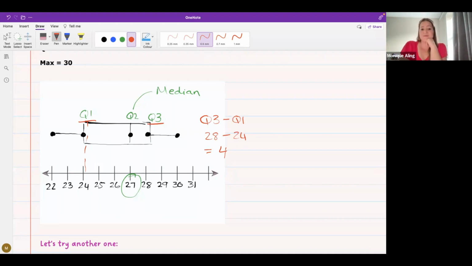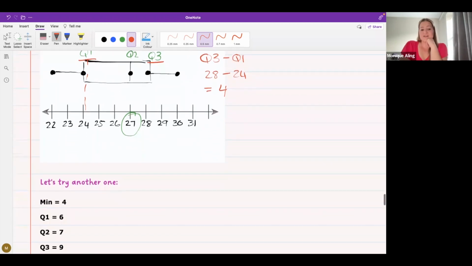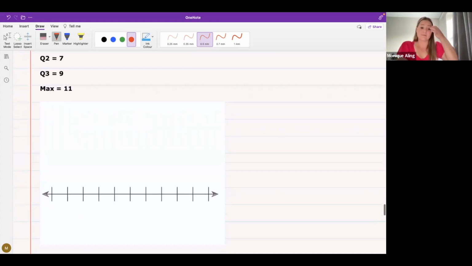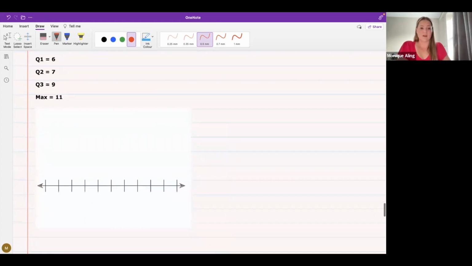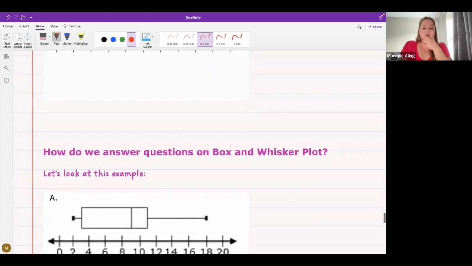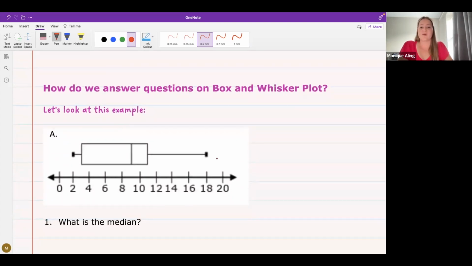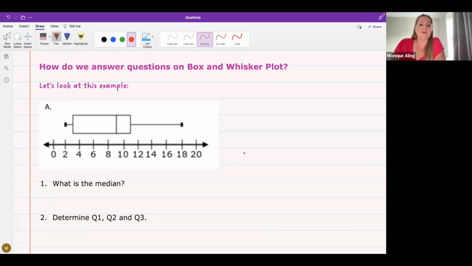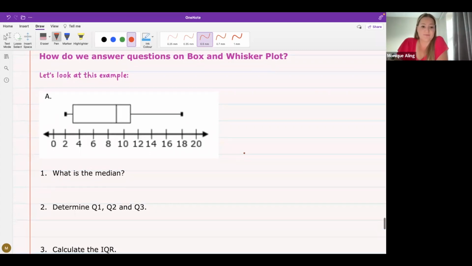I could do the same thing with the range. Okay. Let's try another one quickly. I think because of time, I'm going to skip this one. I'm going to look at actual questions. Because remember, you don't need to know how to draw one, just how to answer it. How do we answer questions on box and whisker plots? Let's look at the example.